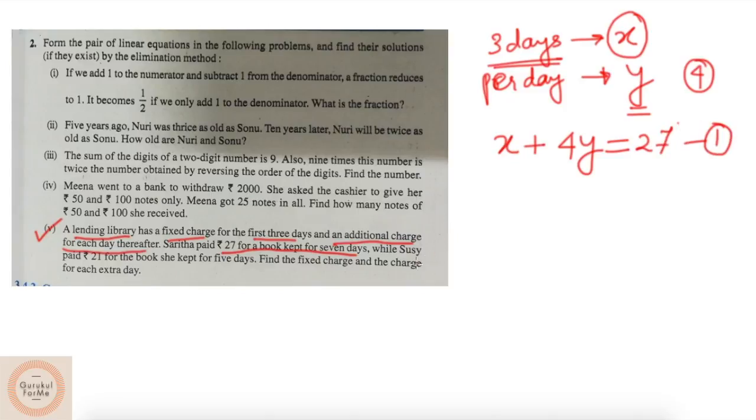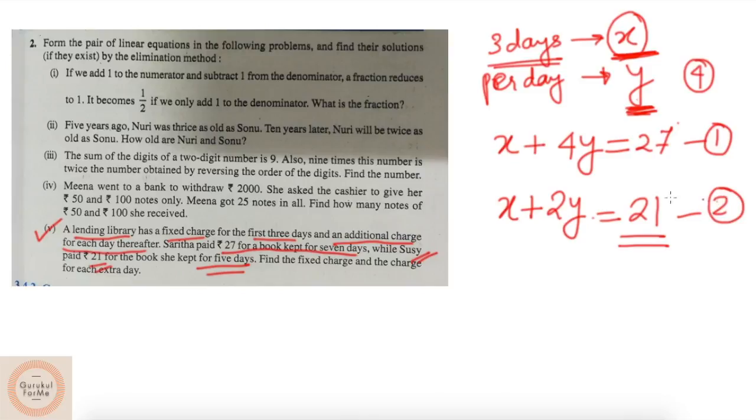While Susie, another friend of ours, paid 21 rupees. Oh, brilliant. She paid only 21 for the book she kept for 5 days. For the first 3 days, she gave X to the library, and then she kept it for 5 days. How many days beyond 3 days did she keep the book? 2 days. And per day it is Y, so for the remaining 2 days it will be 2Y. Can I say that this is the second equation?